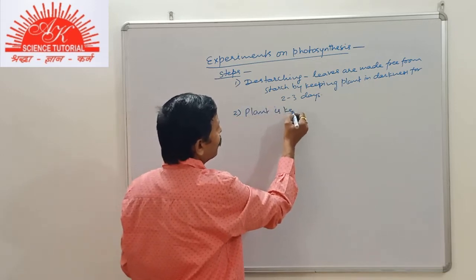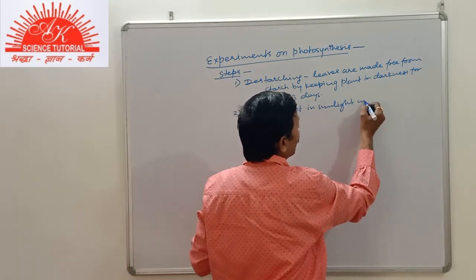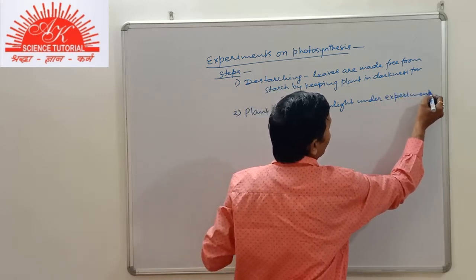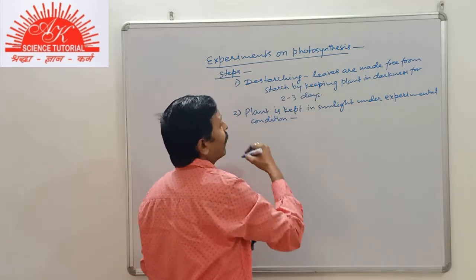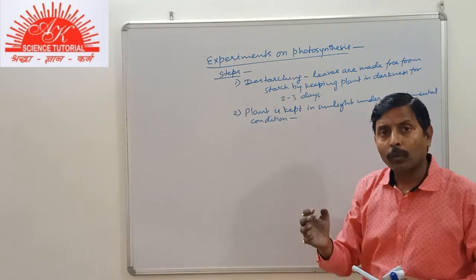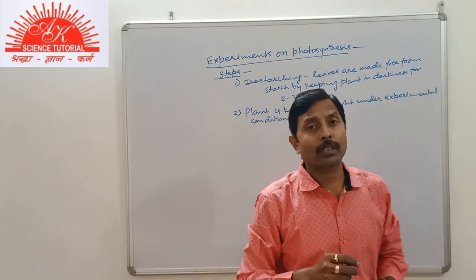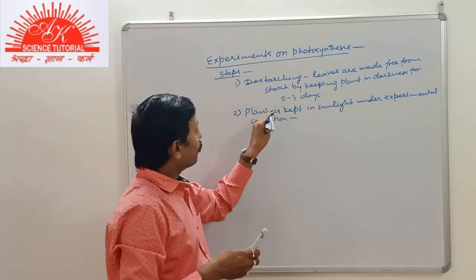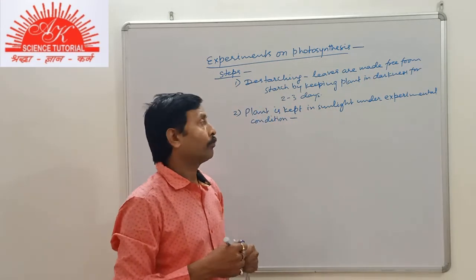The plant is kept in sunlight under experimental condition. That is, the experimental setup is arranged according to the factor which has to be tested. There are many factors: sunlight is essential for photosynthesis, chlorophyll is essential, carbon dioxide is essential, and so on. So, the plant after de-starching is kept in sunlight under the experimental setup.